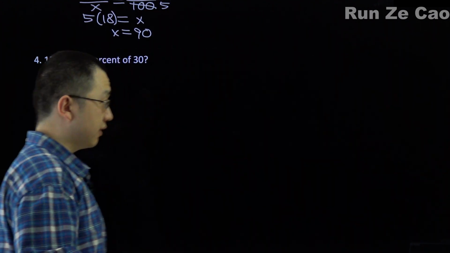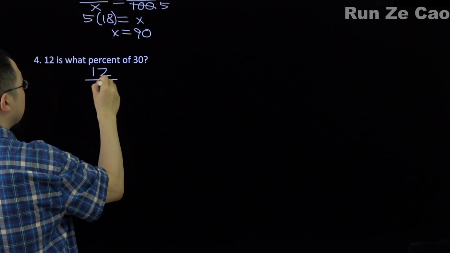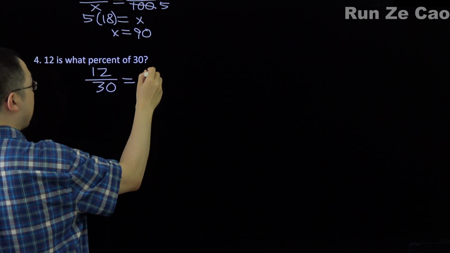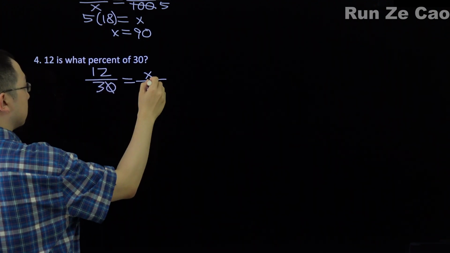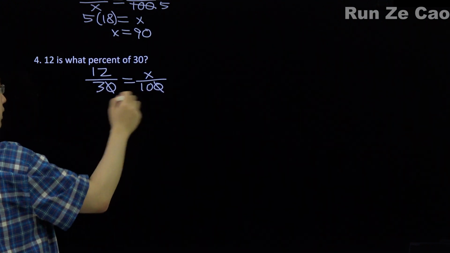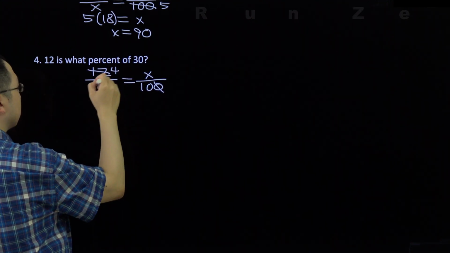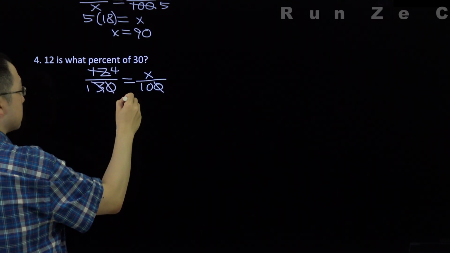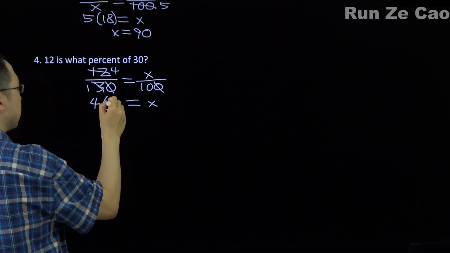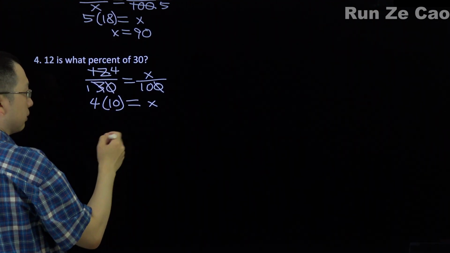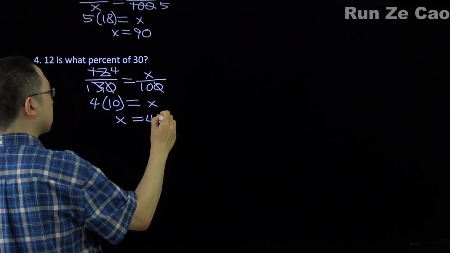12 is what percent of 30? 12 over 30 is equal to x over 100. So, cancel out a 10 from the denominator of each side. This cancels to a 4 and this to a 1. Therefore, x is equal to 4 times 10. Because you multiply the 10 over. And x is equal to 40.